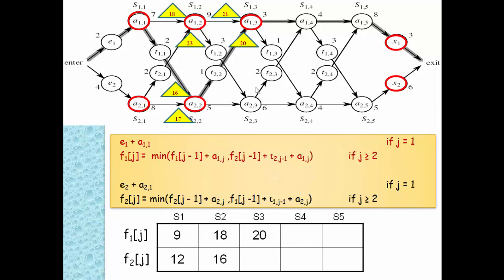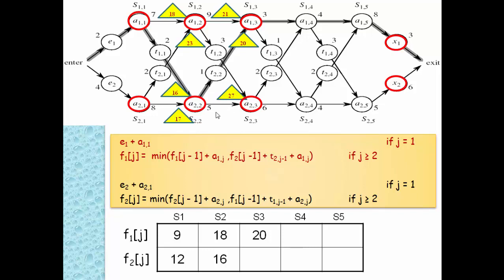When we think about station number 3 of line number 2, at that time we have again two paths, one from assembly line 1 and another from assembly line 2. So we have to identify which path requires the minimum amount of time. So just check for assembly line 1. The previous value of station number 2 of assembly line number 1 was 18, 18 plus 3, that is 21, 21 plus 6 is equal to 27. So this path requires 27 units of time.